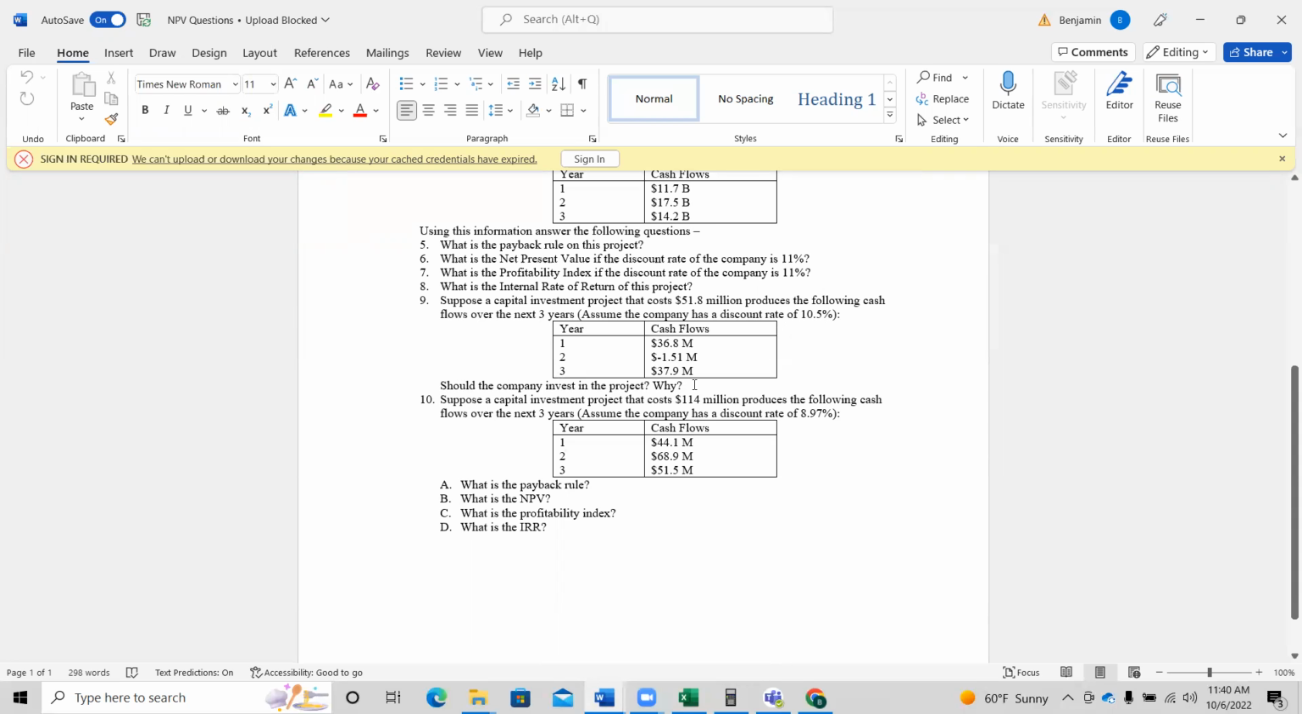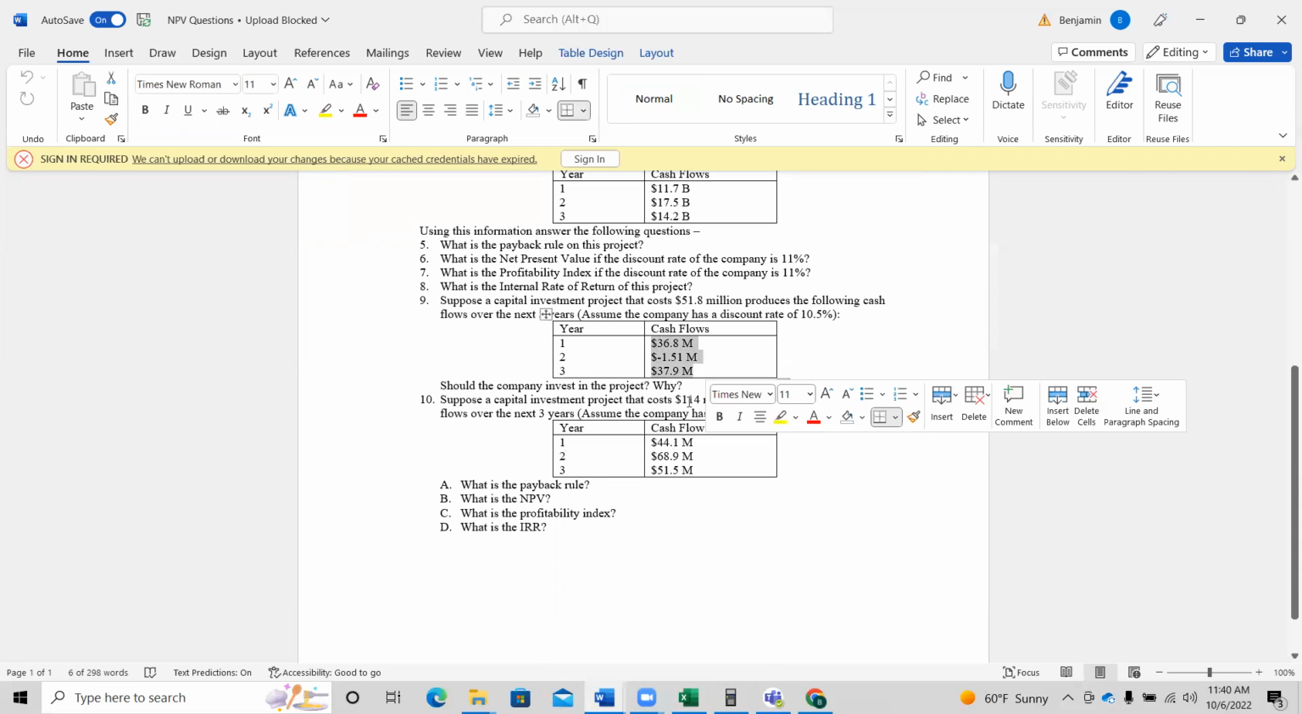Okay, we have something here going on. Notice that I have non-conventional cash flows. And if you remember from the previous video, I talked about issues with IRR. So whenever we have non-conventional cash flows, that means we have a cash flow that might be negative in the middle of 2 positive cash flows. We need to be careful here, all right?